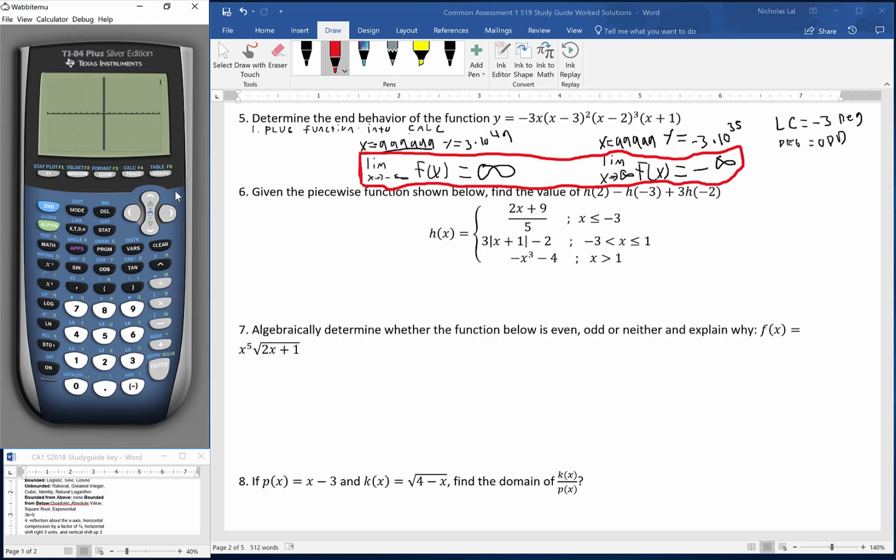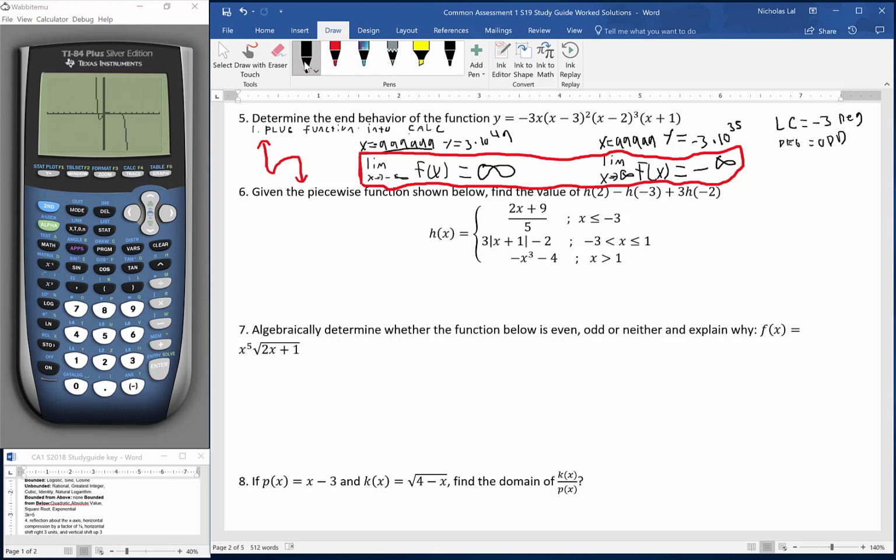Graph this function. Yeah, that gives you a good view. When you change the window, what does this function look like? It looks like that. So it has that end behavior.